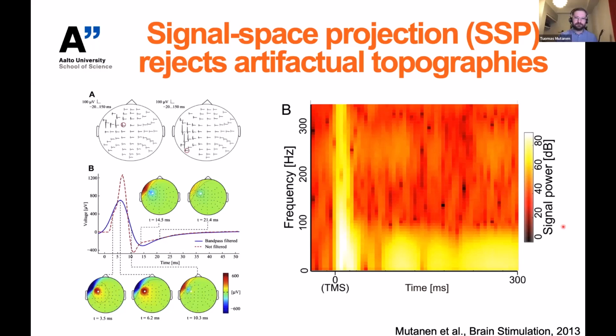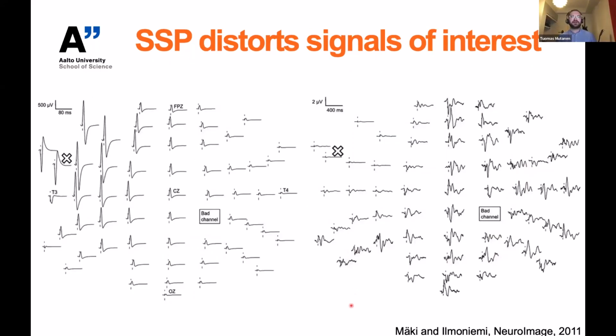This was tried for the first time in 2011 by Hanna Mäki and Risto Ilmoniemi, and you can quite quickly see that you are able to remove the muscle artifacts. We do get rid of these big biphasic responses. But it's also quite obvious when you look at the right side that we are also causing a lot of distortion to the brain responses. The reason is that we are removing a linear combination of channels, so topographies, from the original signal. So it can distort the signal in quite an arbitrary way, and it makes it difficult to interpret and analyze later on.